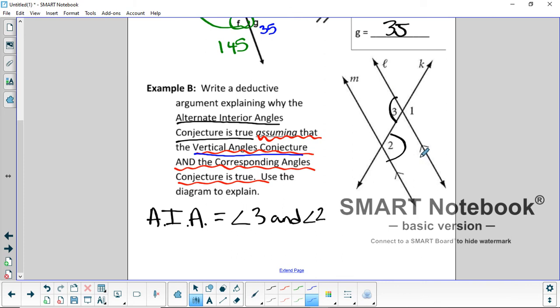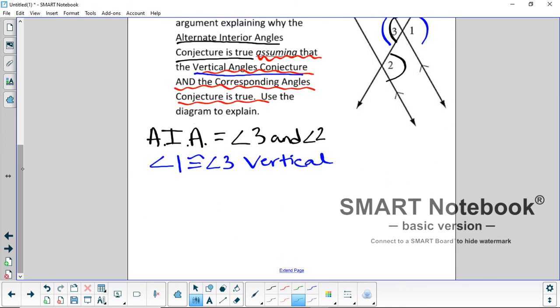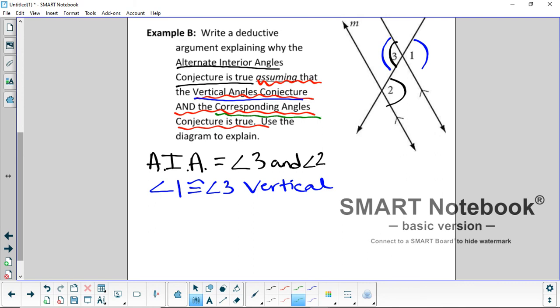So here I'm looking for a pair of vertical angles that would be the same size. That would be angle 3 and angle 1. So angle 1 is equal to angle 3 because they are vertical angles. The next part said we can assume that corresponding angles are congruent. So looking at this diagram, which two angles are in the same position? And that would be angle 1 and angle 2. So angle 1 is congruent to angle 2 because they are corresponding.